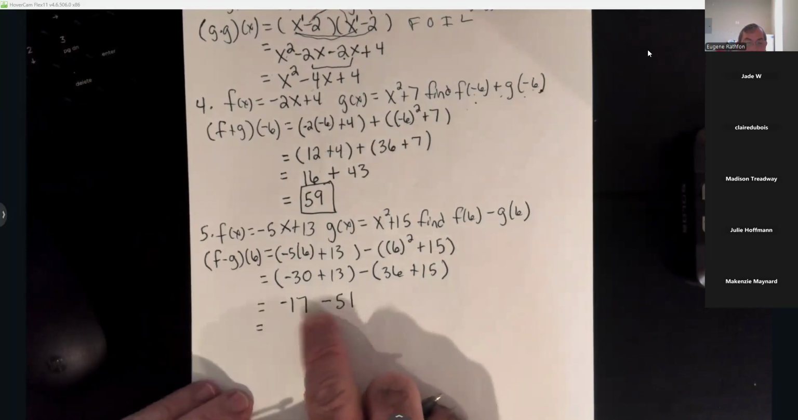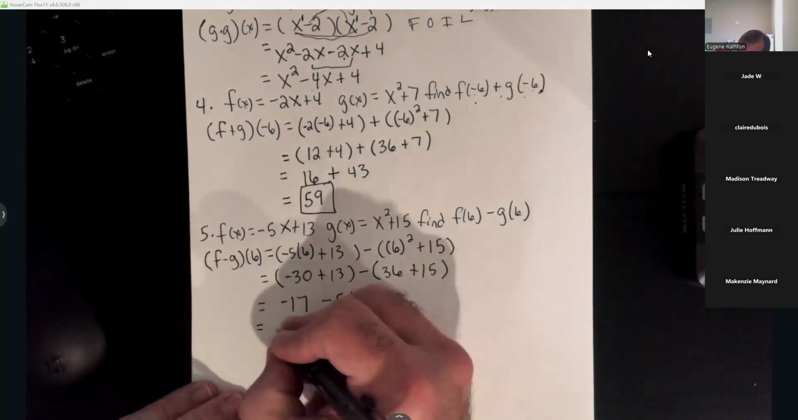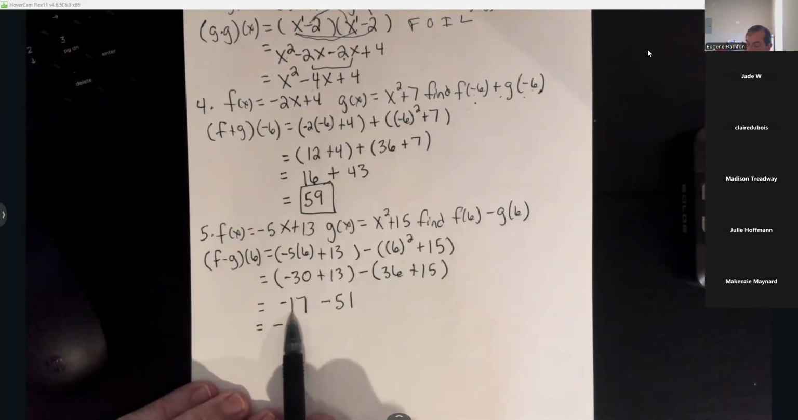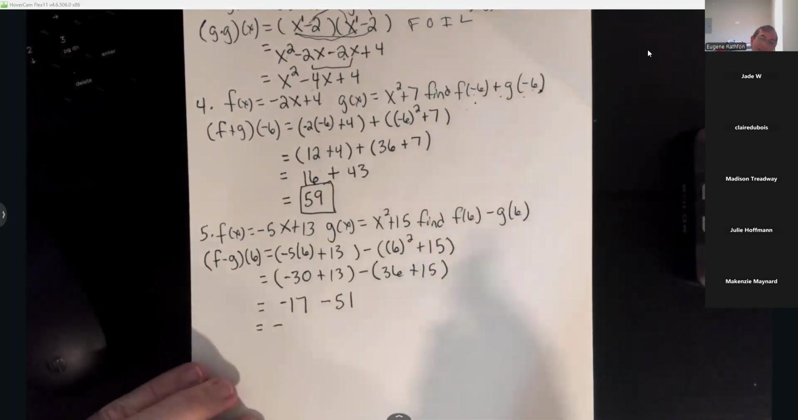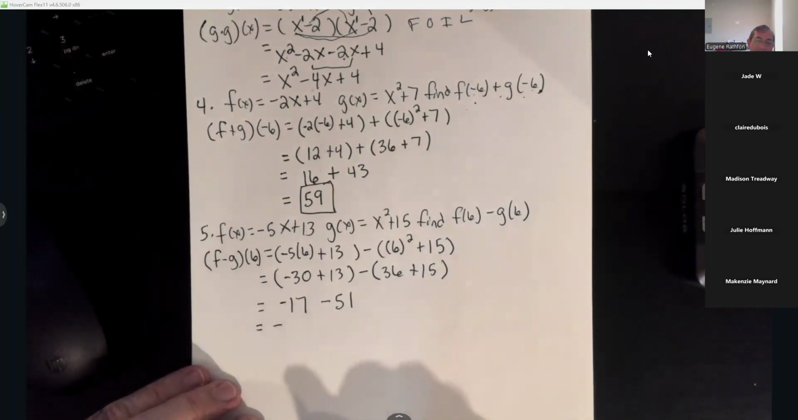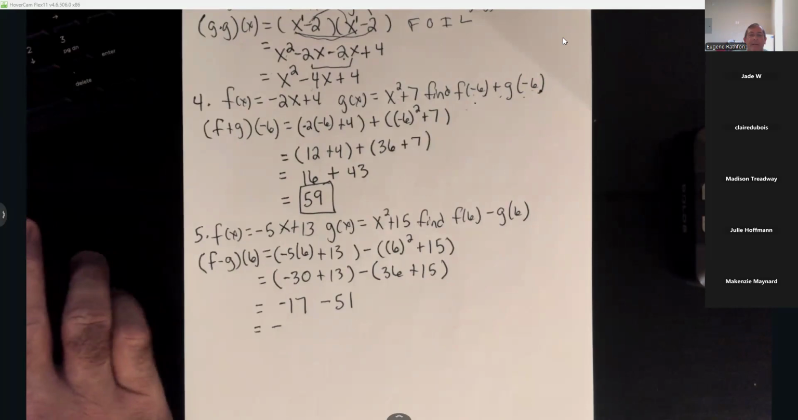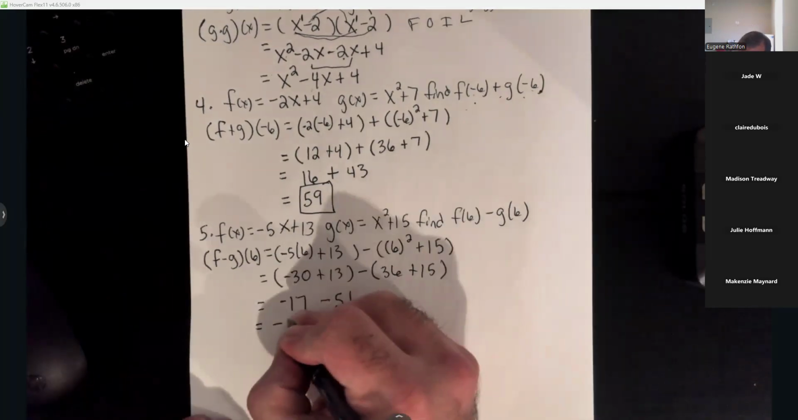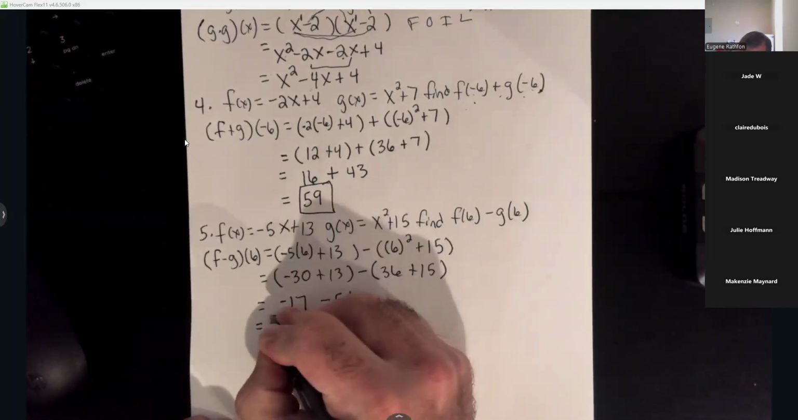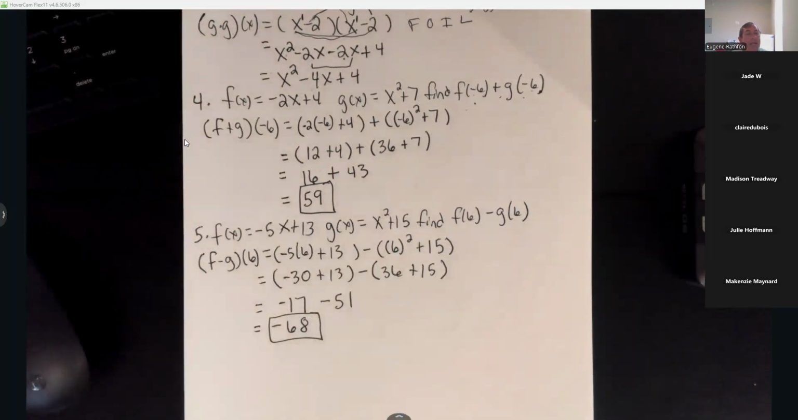So these are both negative. So add the numbers and keep them negative. Remember, this is like negative 17 plus a negative 51. So add those two numbers. I get a negative, let me see what that chat's saying. Negative 68, perfect. And then be done with that one. Okay.